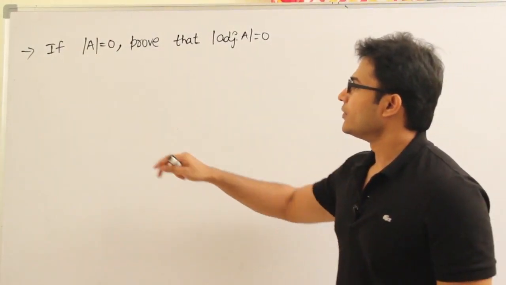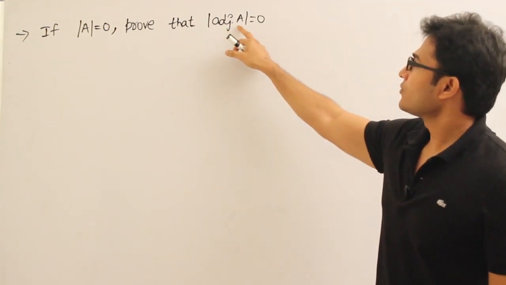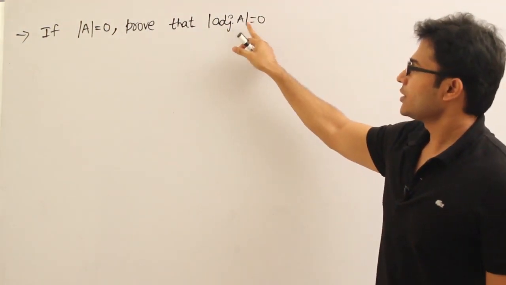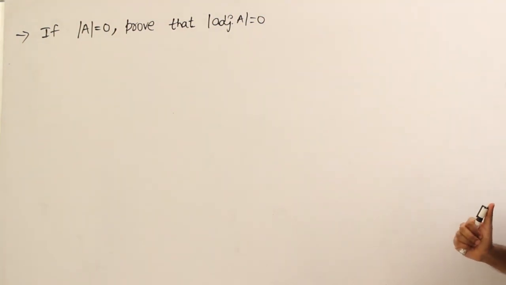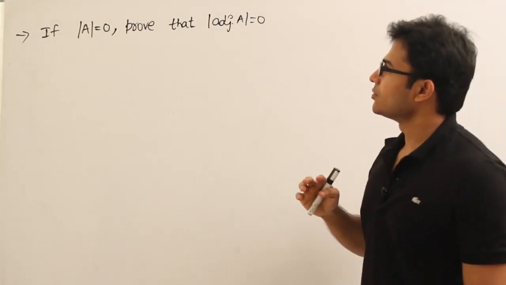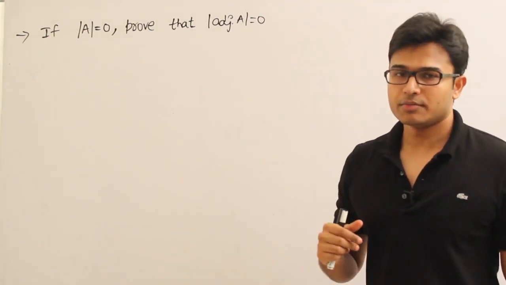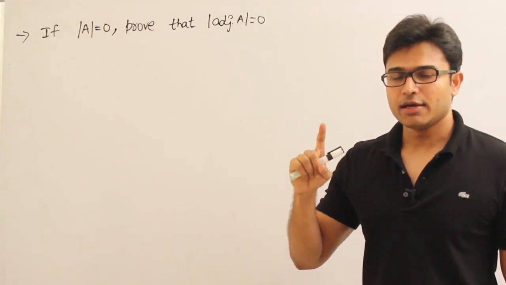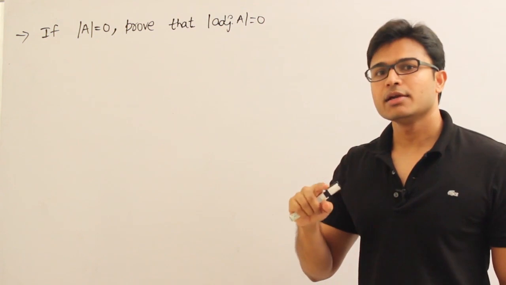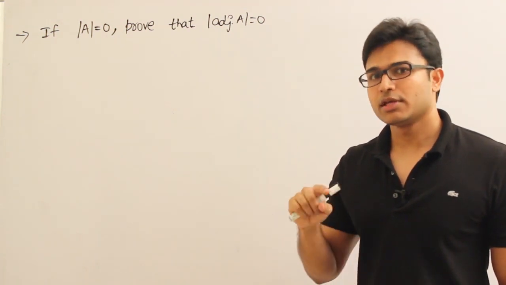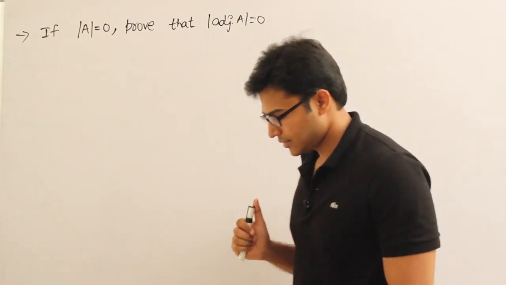See this? If det A is equal to 0, then prove that the determinant of adjoint of A is also equal to 0. That is what we are supposed to prove. In order to prove this, I'm going to use the proof from the earlier example, where we have already shown that if A into B is equal to null, and if A and B are non-zero matrices, then both A and B are singular. We have earlier shown that proof, right? I'll be using that in this.